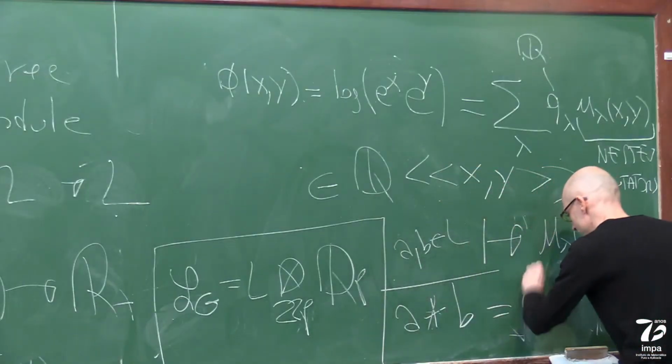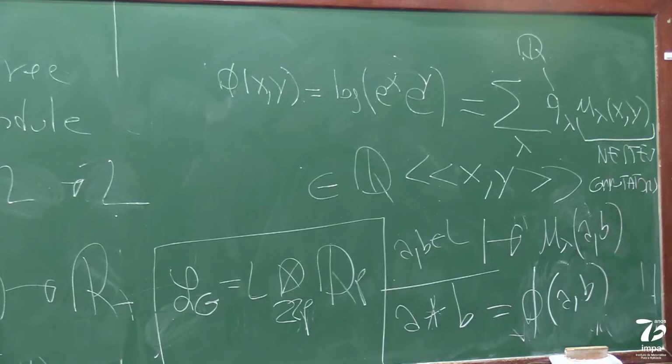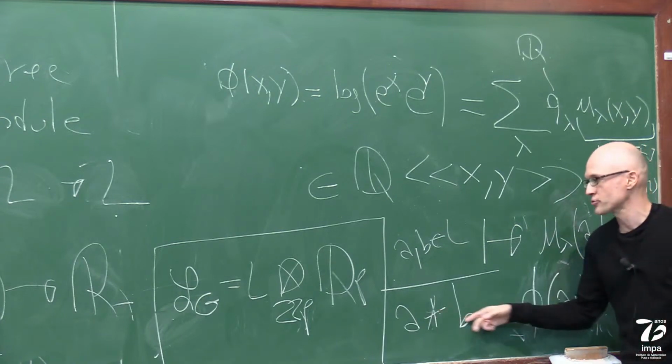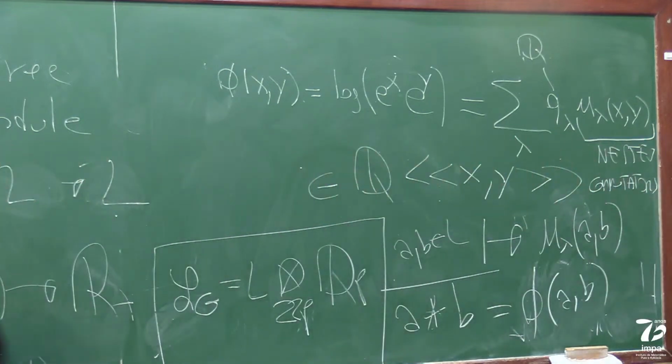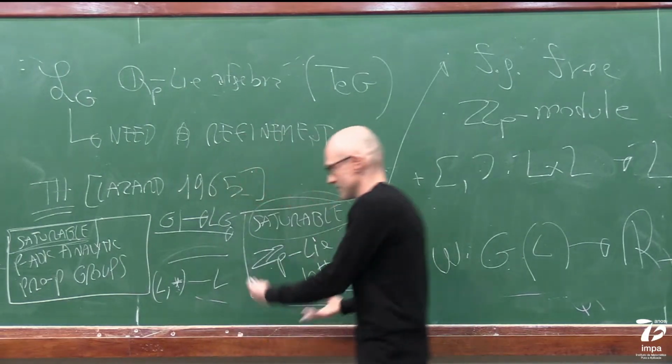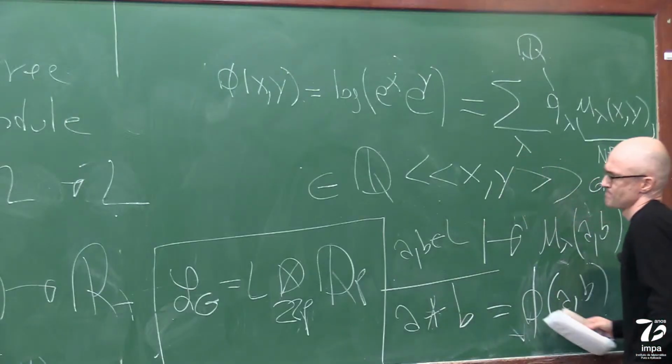AB is equal to the series evaluated in A and B. And it happens that with this operation, this is a p-adic analytic group. It's saturable and so on. And you are here. Or it's a p-adic analytic group, pro-P group.